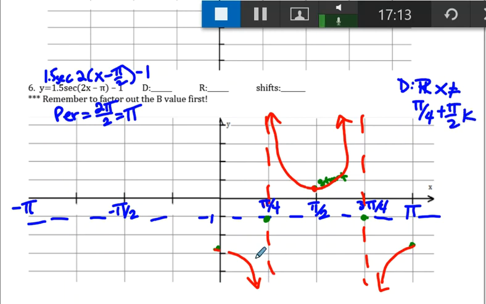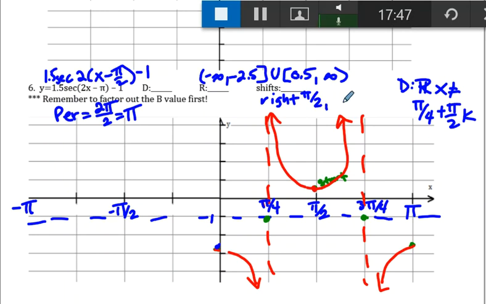The range is negative infinity up to what? Oh yeah, I forgot that it wasn't a whole number. It's right there at negative 2.5. Thank you. And then it starts up at what number here? 0.5? Okay, and we shifted which directions? Right, how much? Pi over 2. And up or down? Oh, down. Down 1.